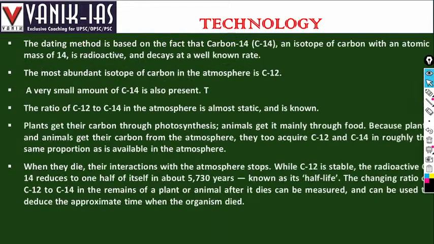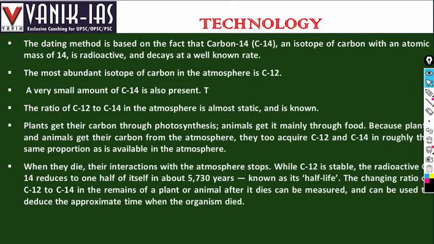The dating method is based on the fact that carbon-14 or C14, an isotope of carbon with an atomic mass of 14, is radioactive and decays at a well-known rate. The most abundant isotope of carbon in the atmosphere is C12. A very small amount of C14 is also present in the atmosphere. The ratio of C12 to C14 in the atmosphere is almost static and is known.